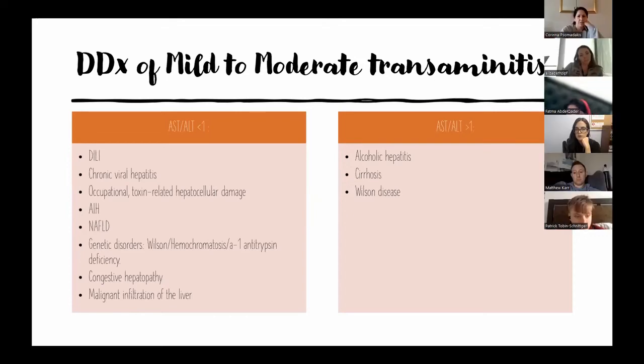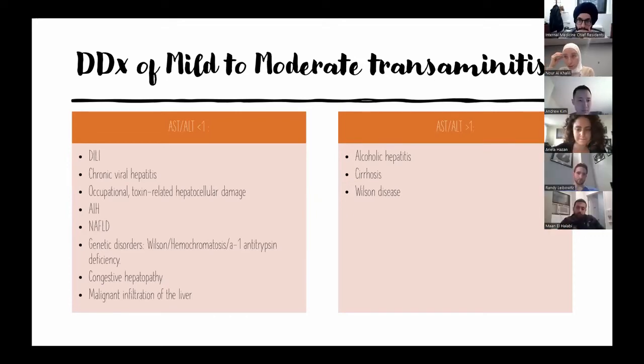Anyone know why in cirrhosis and Wilson disease the AST ALT ratio would be more than 1? Start with cirrhosis. So it's the same mechanism as alcoholic hepatitis. Usually there is dysfunction in the enzyme that produces the ALT, so the AST will be more than ALT. As for Wilson disease, any idea?